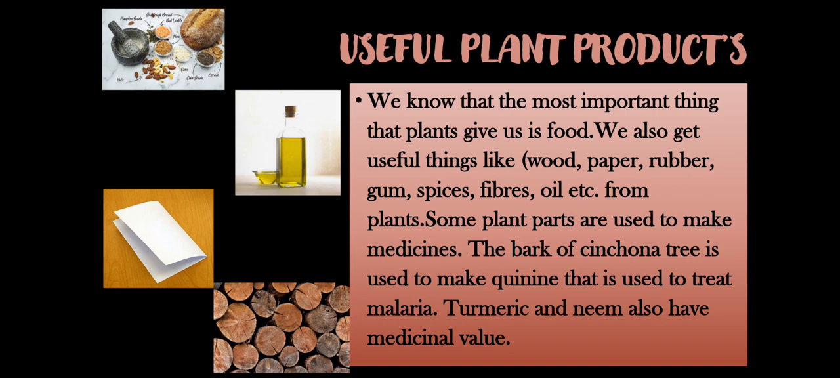Useful plant products. We know that the most important thing that plants give us is food. We also get useful things like wood, paper, rubber, gum, spices, fiber, oils, etc. from the plants. Some plant parts are used to make medicines. Some have medicinal values. The bark of the cinchona tree is used to make quinine, that is used to treat malaria. Turmeric and neem also have medicinal value.